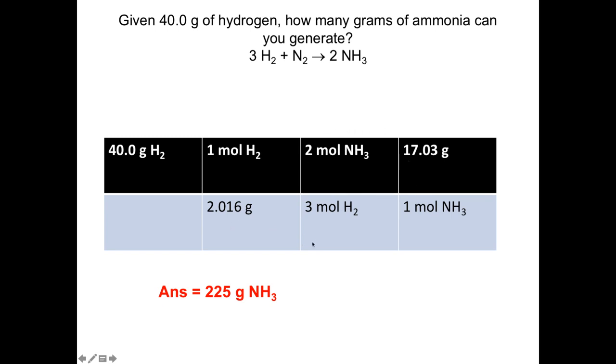This step here again comes from the balanced equation. I need to get rid of moles of hydrogen. I go to my balanced equation. I have 3 moles of hydrogen, so I need to set 3 moles of hydrogen down here. I have 2 moles of ammonia, so I'll set 2 moles of ammonia up here. Then I need to get rid of moles of ammonia, so we're going to have 1 mole of ammonia. I'm going to grams, which is the molar mass.